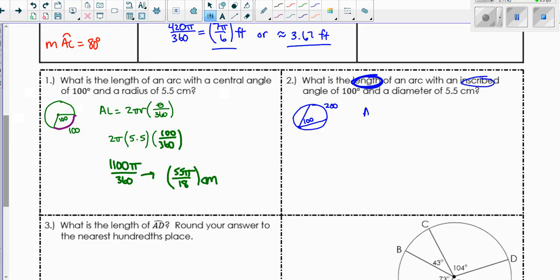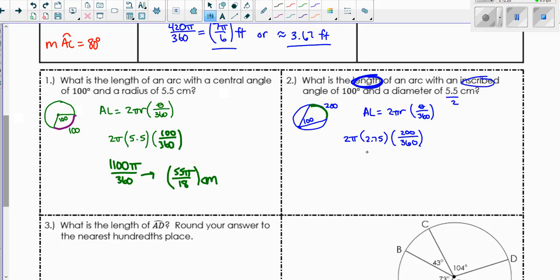So arc length is equal to 2 pi r, so it's my circumference, times some portion of 360. So this is going to be 2 pi times r, but be careful, I have to divide the diameter by 2. So I get 2.75 times 200 out of 360. Again, it's 200 out of 360 because I'm finding this portion of my circumference. That angle tells me what portion, or what fraction, I want.